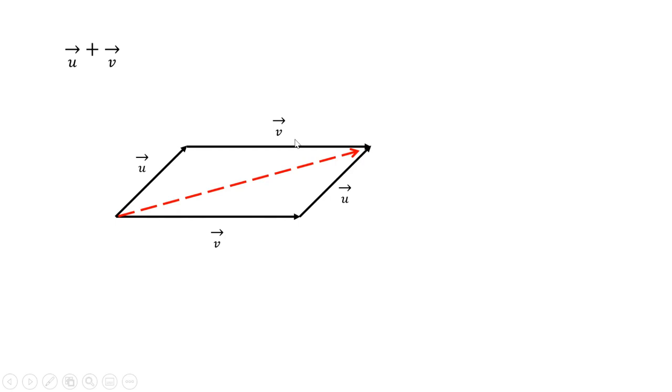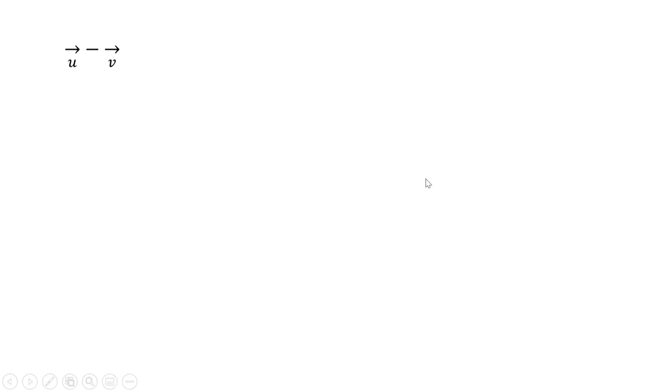The direction from this head to this tail is the same as this vector up here. So when I put this vector up top here, it's the same vector. When I put this vector over here, it's the same vector, but it creates this parallelogram. Then this diagonal represents the sum of those two vectors.